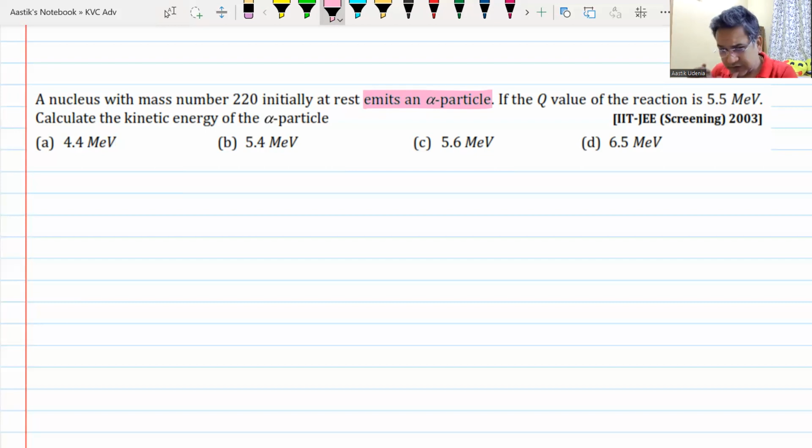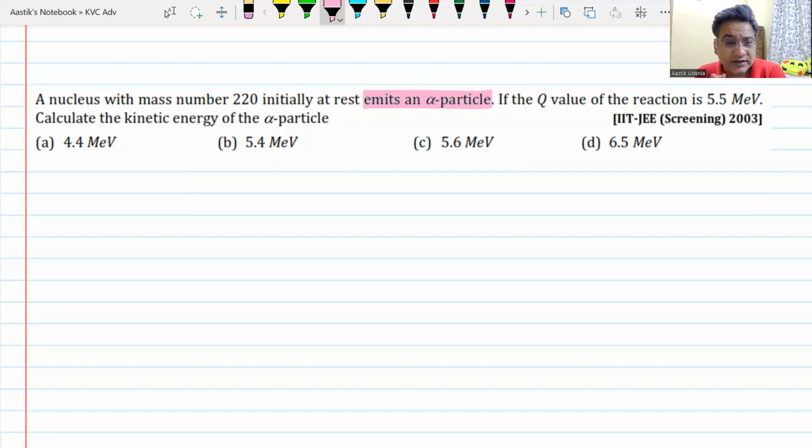I will give you in points just after this question. Again, what do you mean by a positive Q value and negative Q value? The Q value of this reaction is positive 5.5. I've already told you about the Q values. Calculate the kinetic energy of the alpha particle. And it's a very important message and point that you will get from this.